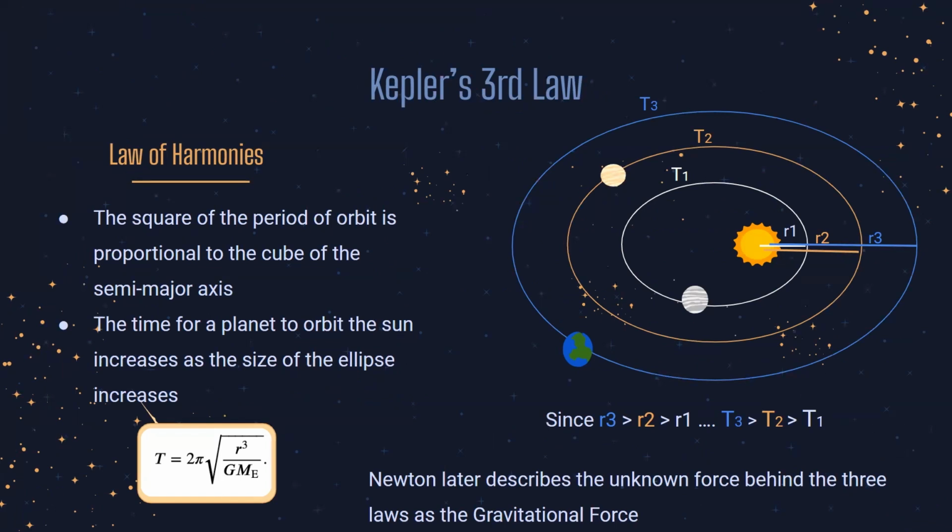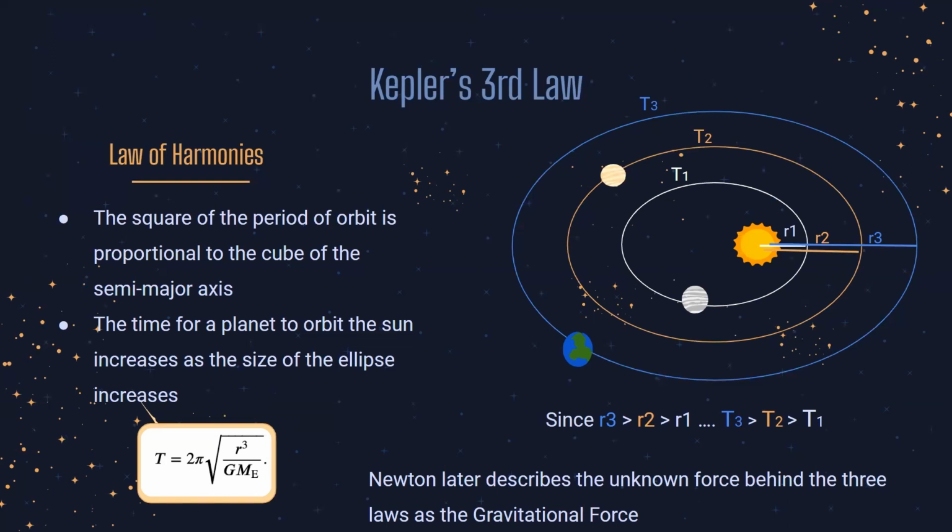Kepler's third law is also called the law of harmonies, and it talks about the distance the planet is from the sun and relates it to the period. The square of the period of orbit is directly proportional to the cube of the semi-major axis. So basically, this means that the time for a planet to orbit the sun will increase as the size of the ellipse increases because the radius is increasing. So the photo there shows that the farther the planet is from the sun, the longer its period.